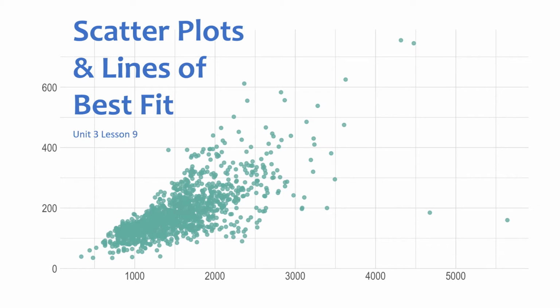So here we have a scatter plot, all kinds of data here. Look at all the data points. There's so many of them. And that's what we're talking about today, scatter plots and lines of best fit, how to get a line through all this mess.